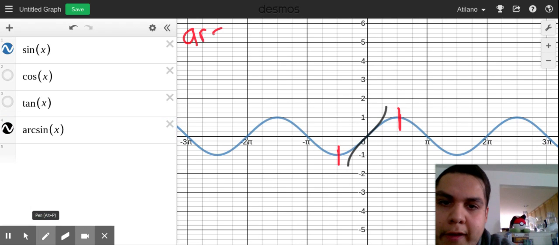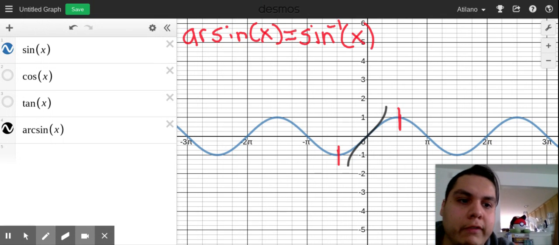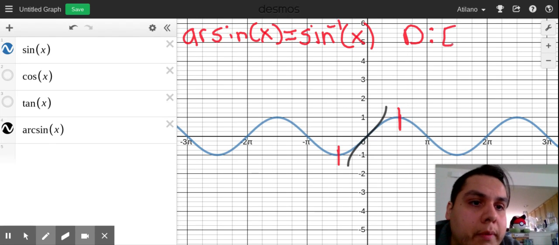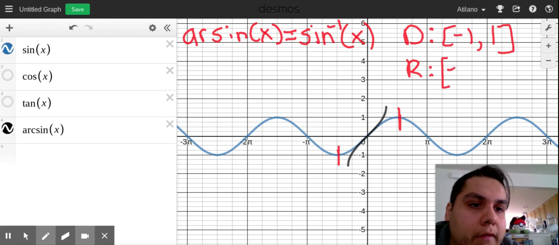Arc sine of x, which can also be written as sine inverse of x, if you remember your function notation for inverses from Integrated 3, has a domain, right? The inputs for the inverse function should go from negative 1 to 1. The range, aka the outputs for the inverse function, will range from negative pi over 2 to pi over 2.